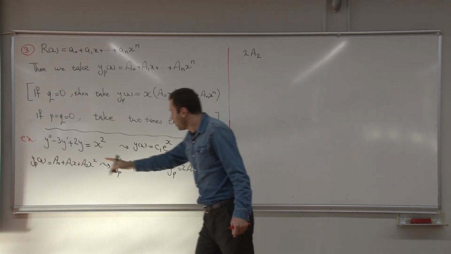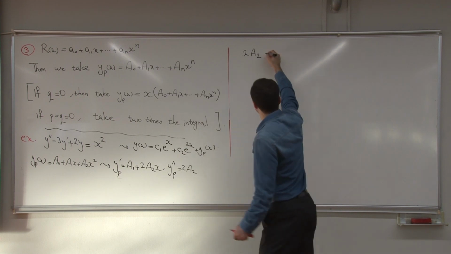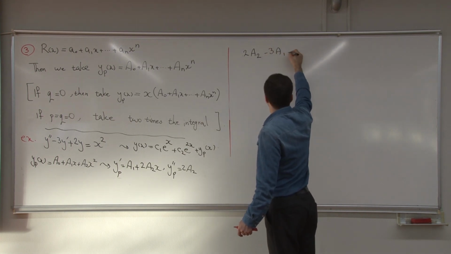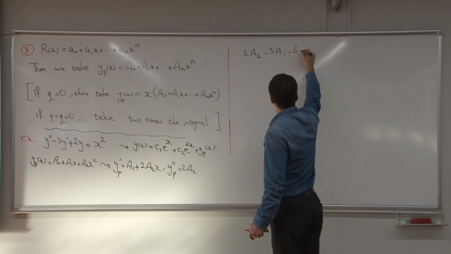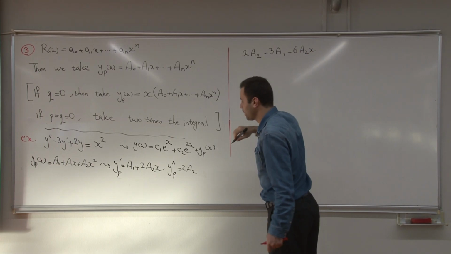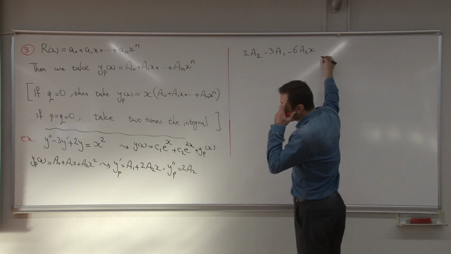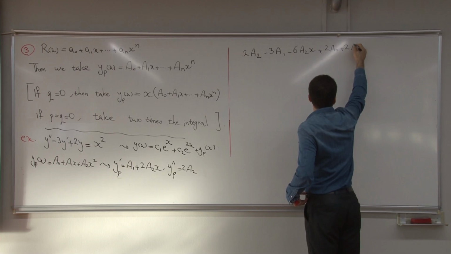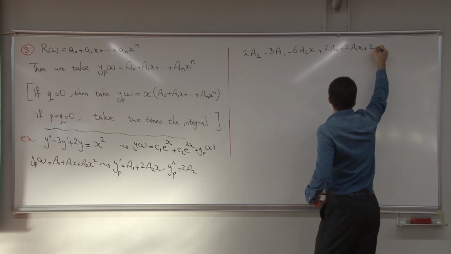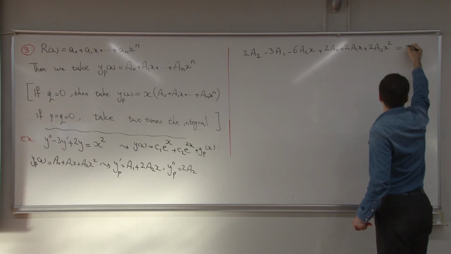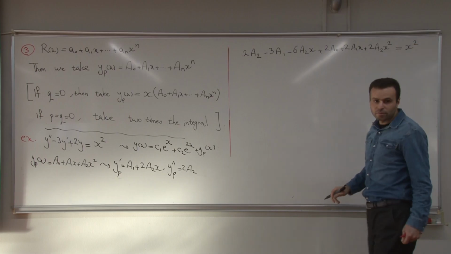2a2 minus 3 times this, which is going to be minus 3 times a1 minus 6 times a2x, okay, plus 2 times a0, 2 times a1x plus 2 times a2x to the power of 2. This needs to be equal to x to the power of 2, right?